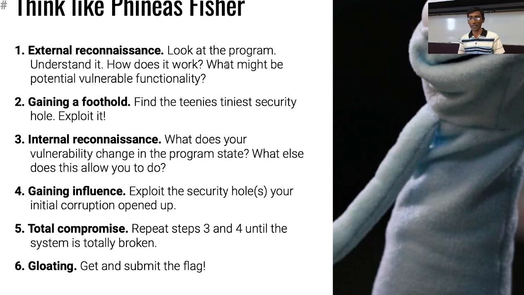This is the strategy that we also need to adopt. We have to first look at the program and understand it, and find any tiny opportunities that we can exploit. If there is something, we exploit it and then see how we can increase that initial corruption to open up further opportunities to gain more influence, and then finally get total compromise of the system.